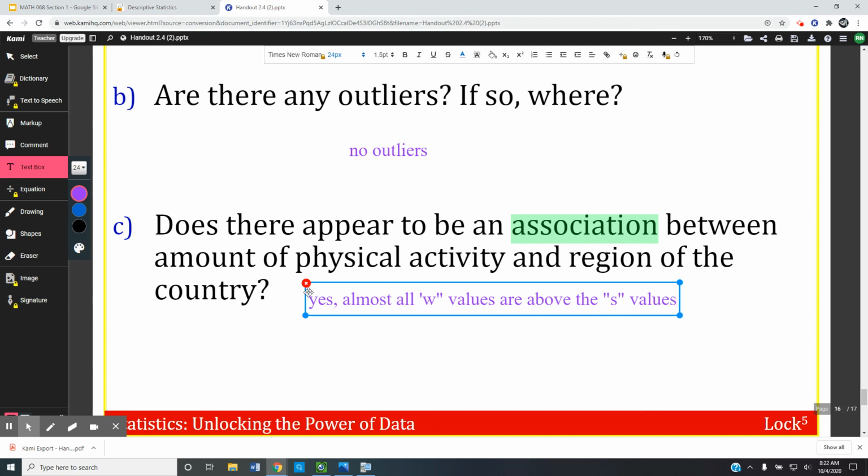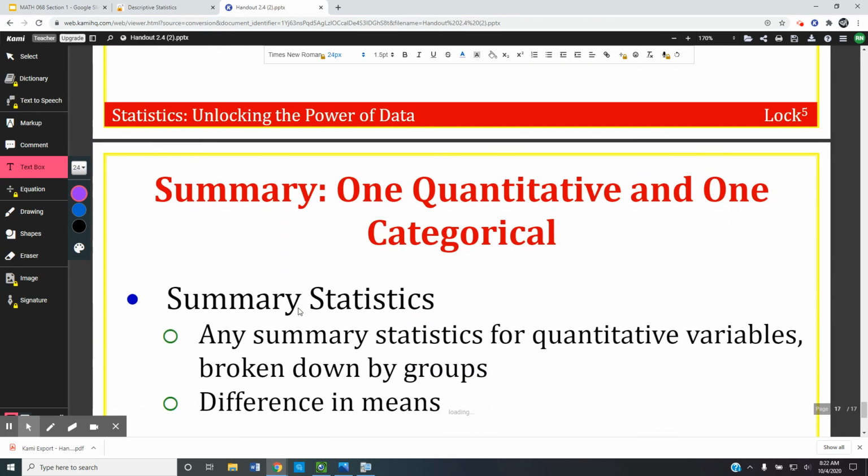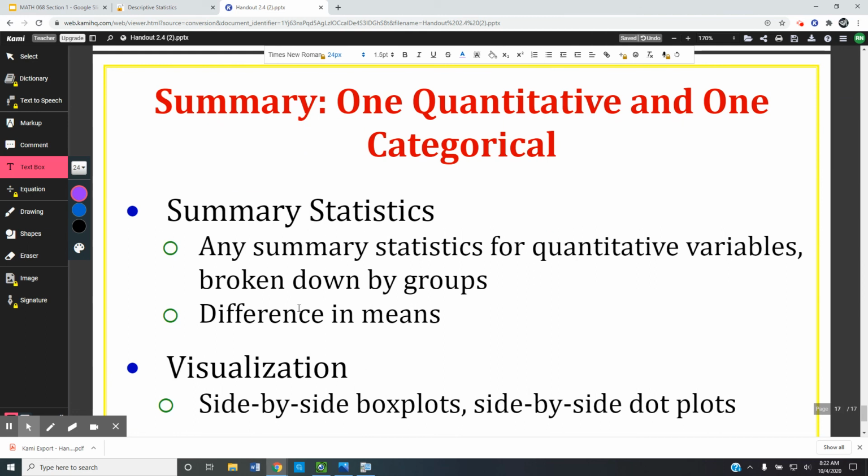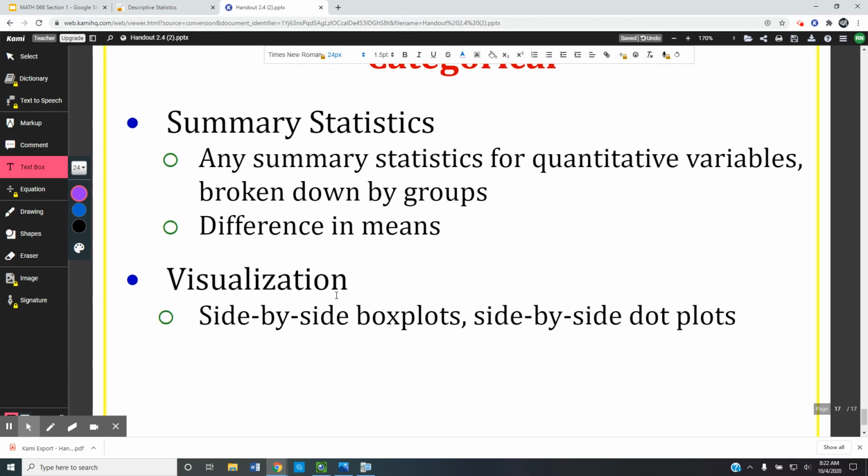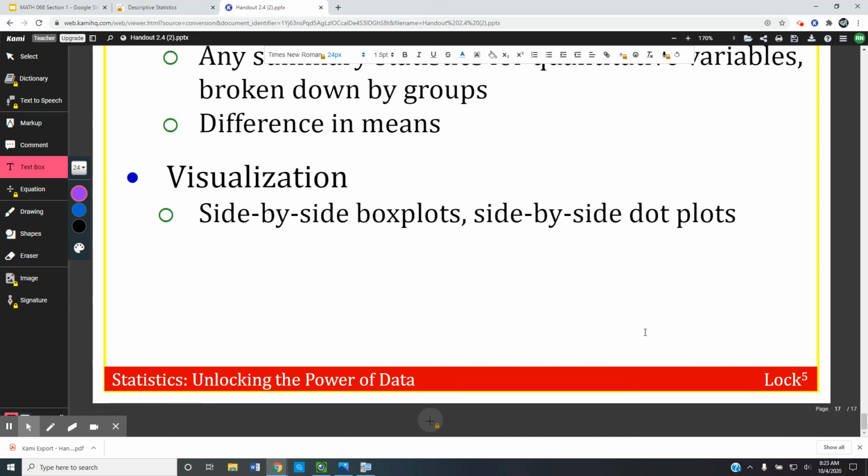You could expand on that a little further. Summary for one quantitative and one categorical variable: the summary statistic is any summary statistic for a quantitative variable broken down into groups. So we're breaking this down because we have the quantitative and the categorical together. We look at the difference in means because the mean is the calculation referred to when we talk about quantitative variables. We use a side-by-side box plot and a side-by-side dot plot.